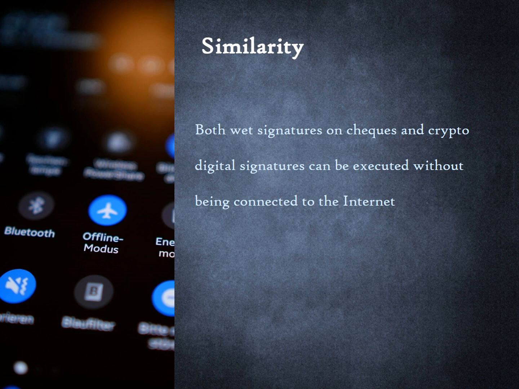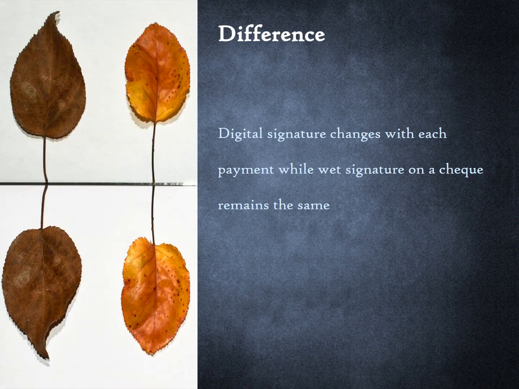to the blockchain network. A major point of difference between wet signatures on a check and digital signatures attached to a crypto payment is that the latter changes with each payment, while a person's wet signature remains the same. Next, we will review an example to understand the significance of this attribute of digital signatures.